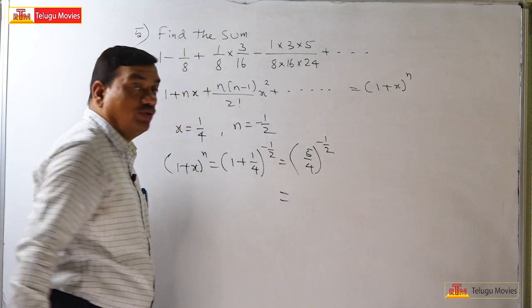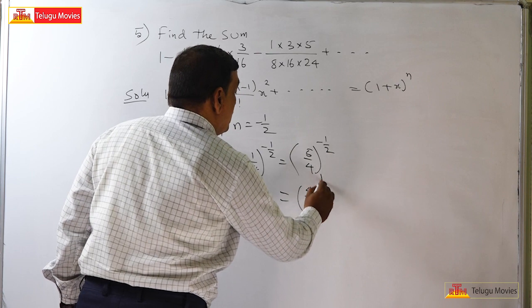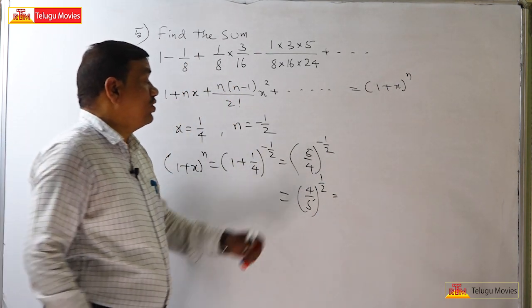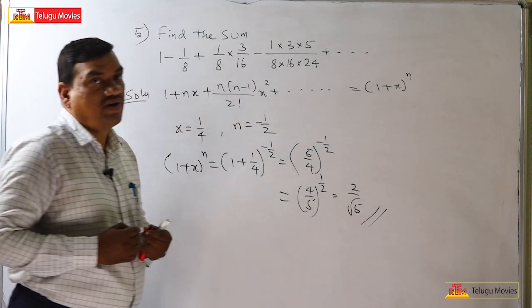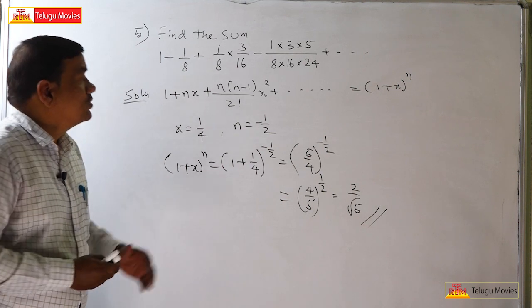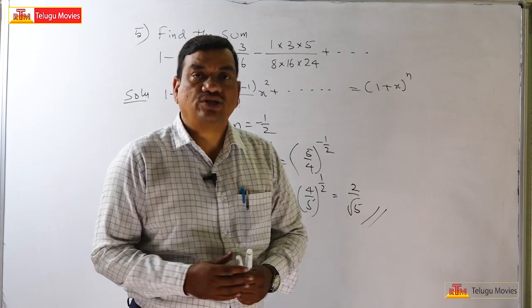If you want to remove the minus, this becomes (4/5) whole power 1/2. Power 1/2 means square root, so it is 2 by root 5. 2 by root 5 is the final answer. I hope you understand this solution. Let us move to the next problem.